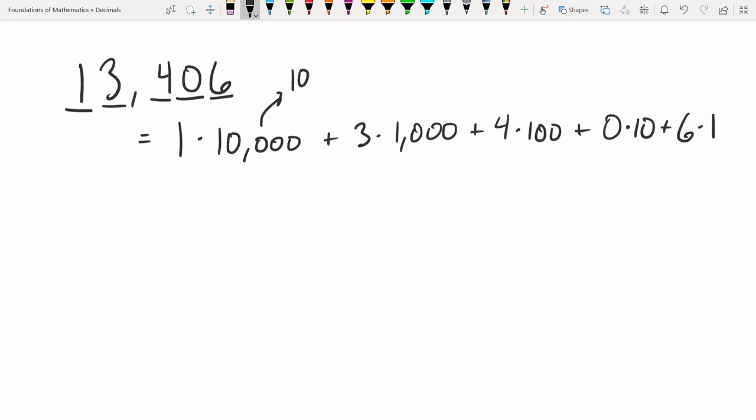10,000 is going to be 10 to the 4th power. 1,000 is 10 to the 3rd power. 100 is 10 squared. 10 is 10 to the 1. And then 1 is 10 to the 0. So they're all powers of 10. That's why we call it a base 10 system.